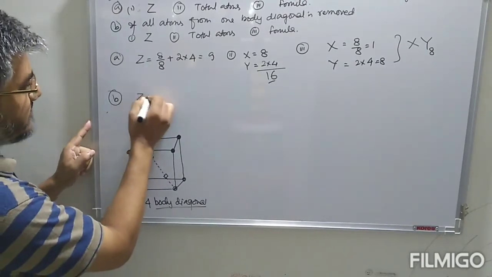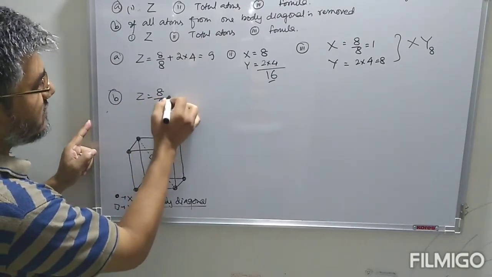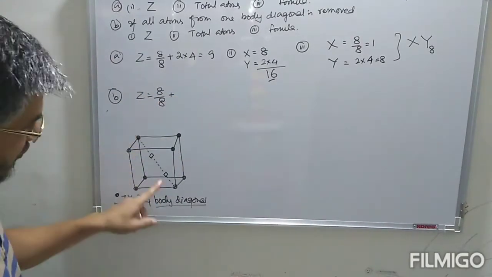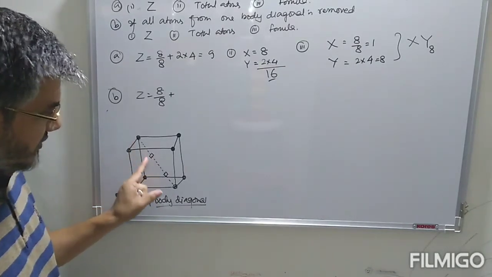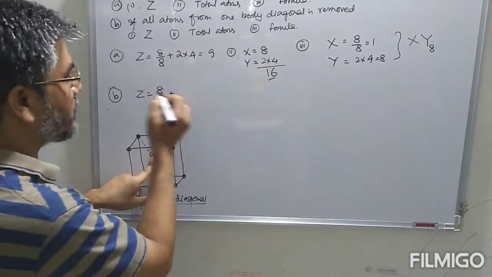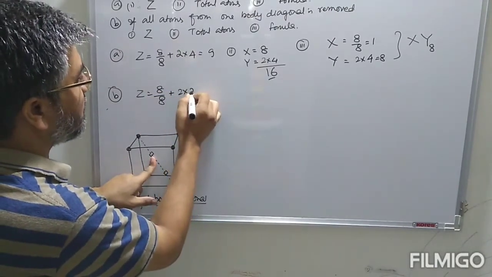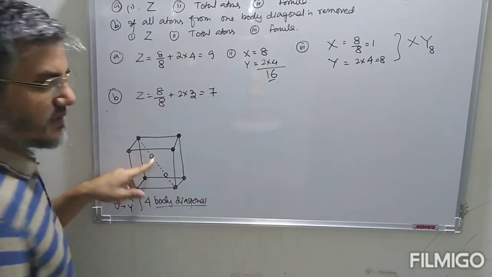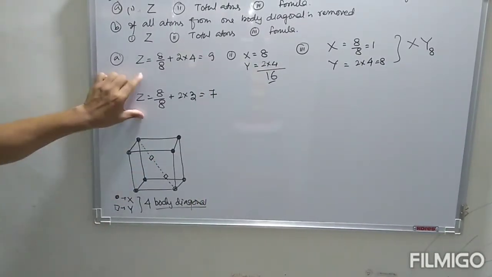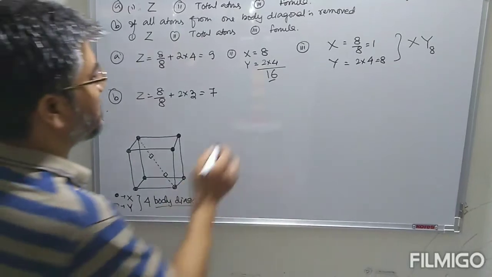So therefore, Z as usual. We have 4 body diagonals. Out of these, atoms along one body diagonal are completely removed. So we are left with 3. So 2 into 3 body diagonals, 6 plus 1, yeah, 7. The effective number of atoms per unit cell is 7.